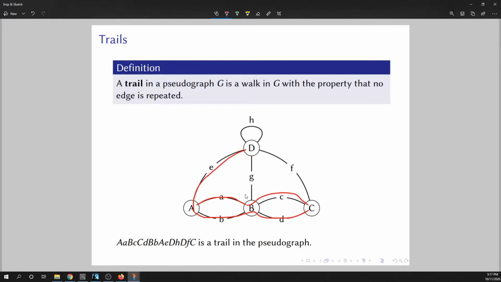then from vertex D to vertex D using the loop H, and then from vertex D to vertex C using the edge F over here. Okay, so notice that we did not use any edge more than once. So there's no repeated edges, so that would be a trail.